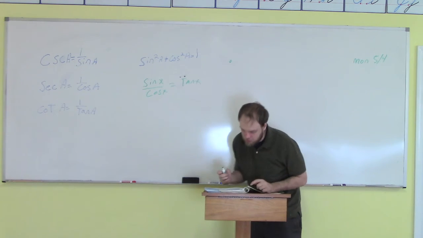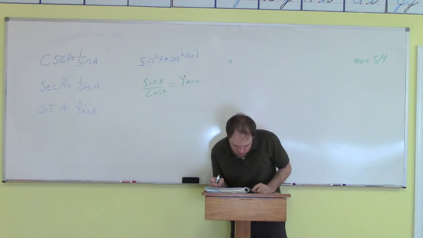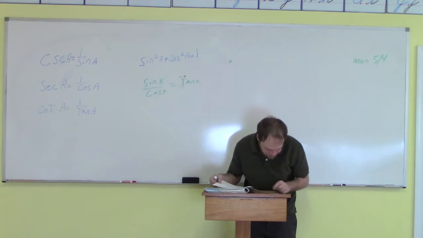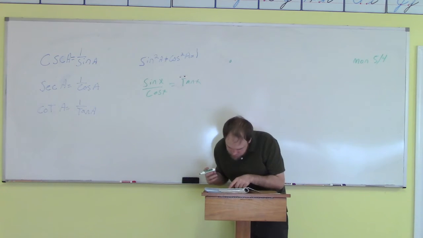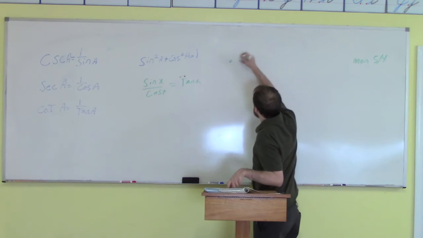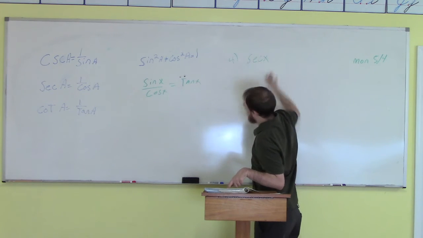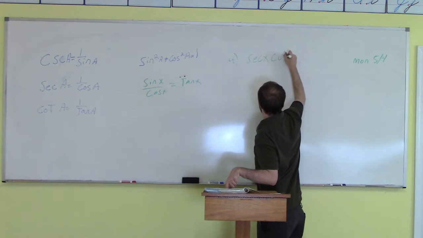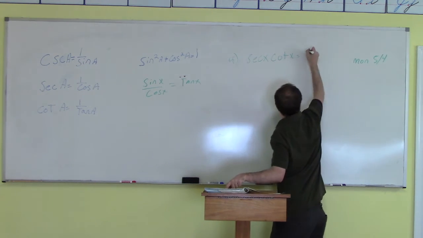I'm going to work a couple of these with you, so I'll do number 4. Number 4 says secant of x times cotangent of x equals cosecant of x.